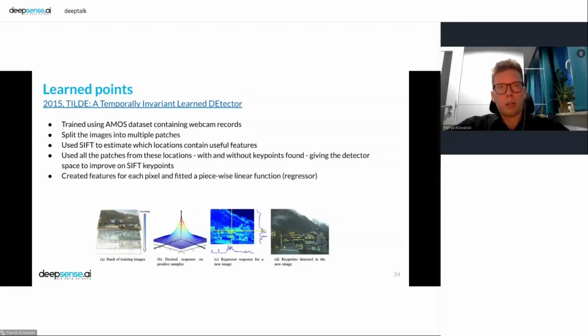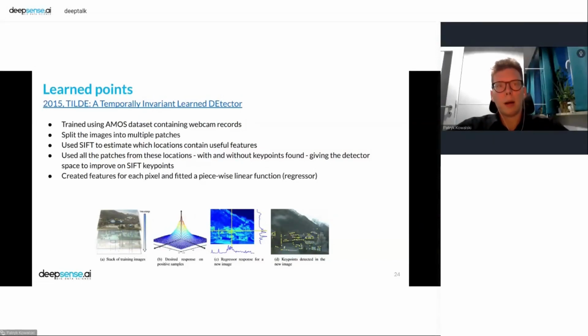The features for the function are components of the color space, image gradients, and gradient magnitudes, and they fit a piecewise linear function to it. It's a regression, so the idea is to have a big value of this function if the patch contains a key point in the center of it. If the patch contains a key point but not in the center, then the value should be smaller. And if the patch doesn't contain a key point at all, then the value should be very small.